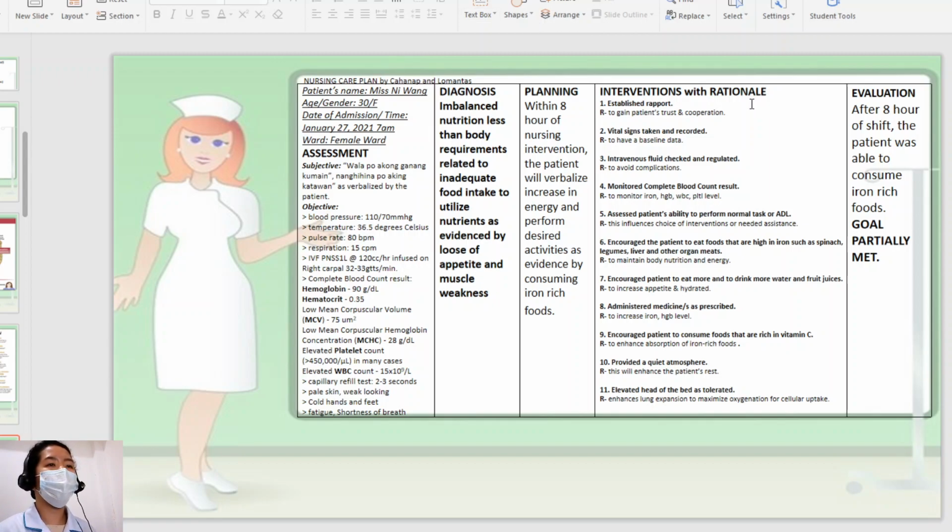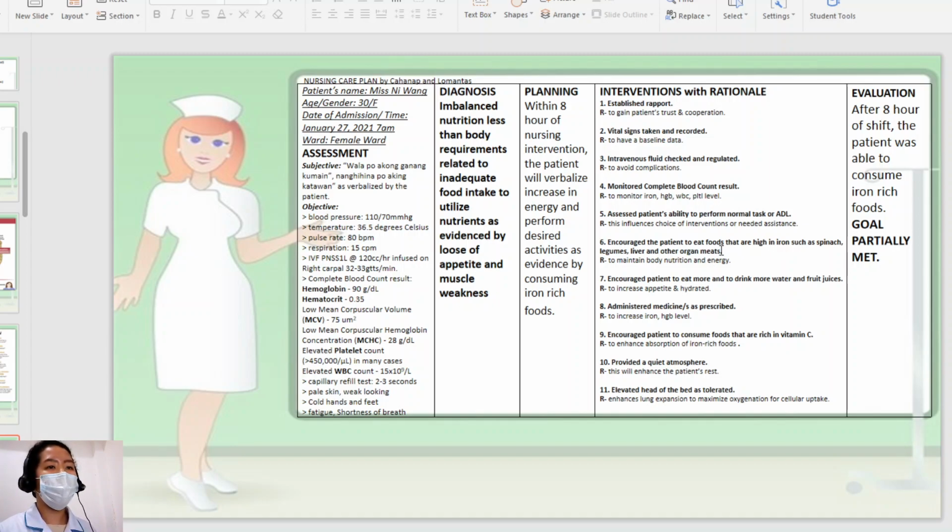First, establish rapport to gain patience, trust, and cooperation. Second, vital signs taken and recorded to have a baseline data. Third, intravenous fluid checked and regulated to avoid complications. Fourth, monitored complete blood count result to monitor iron, hemoglobin, white blood cell, platelet level. Fifth, assess patient's ability to perform normal tasks or activities of daily living. This influences choice of interventions or needed assistance.